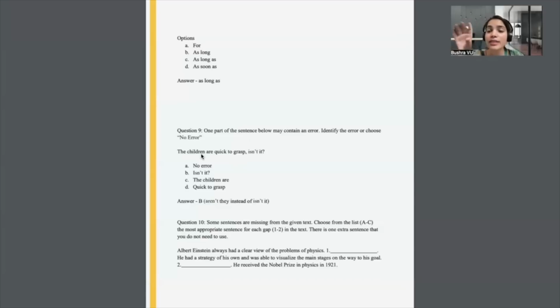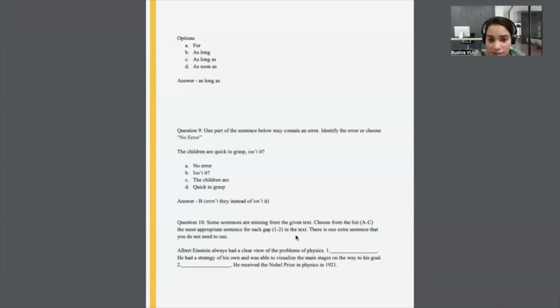Okay. It's a cat, isn't it? They are dogs, aren't they? So it works like that. So now this part of the sentence has the problem. So the correct answer is "isn't she." It should have been "aren't they."